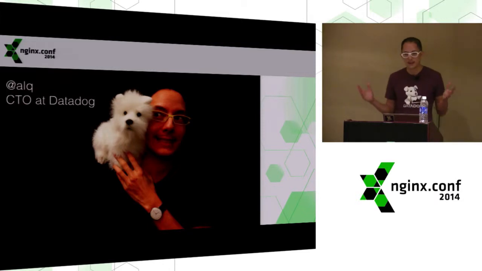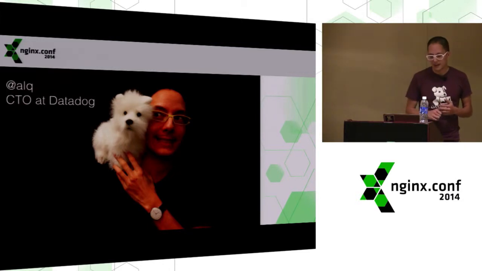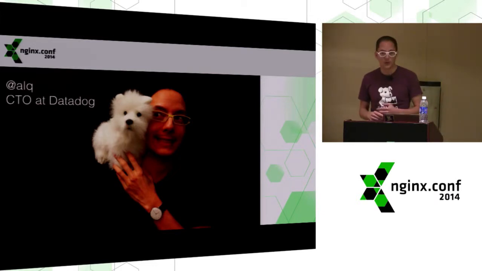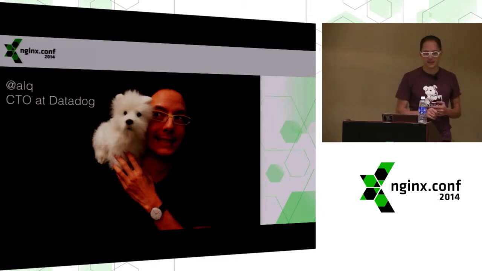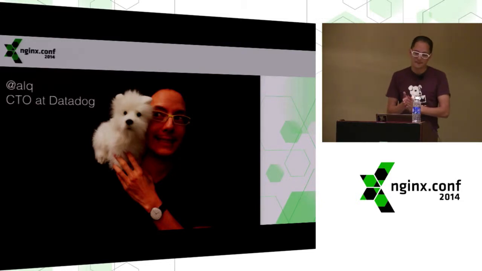My name is Alexis. I'm at ALQ on Twitter, and I'm the CTO of Datadog. The dog on my shoulder is not a live dog. A lot of people ask me, but it's actually a fluffy animal.